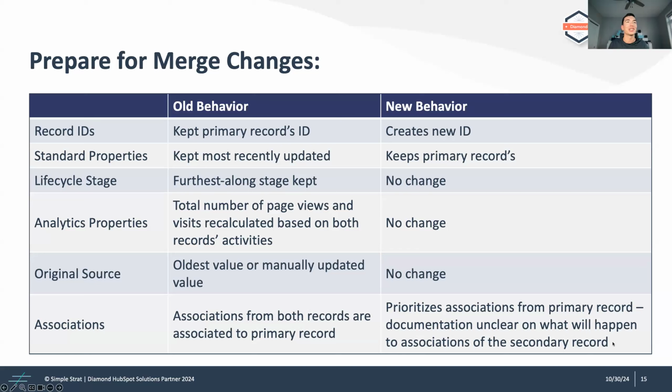What they've said in the documentation is they're prioritizing the associations from the primary record. What's unclear is if they're totally dropping the associations of the secondary record, or if they're just dropping association labels when labels conflict. For example, record A has a primary company associated to it, record B has a primary company associated to it, and those two companies are different. I think what's happening is both companies will be associated and they're just dropping the primary label from that second company, because you only have one primary company for contacts. But they weren't very clear in the documentation.